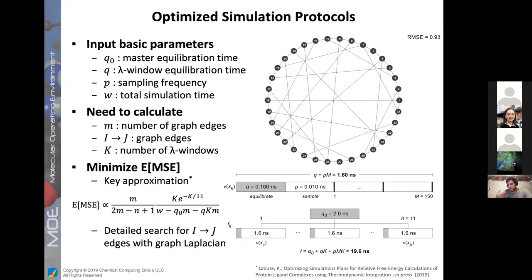The least bang for the buck, let's say, to reduce errors is actually making the actual lambda window simulation longer, because that only averages the energy over a longer trajectory. So that's why this is the least of our priorities, and that's where the remaining simulation time will be placed.